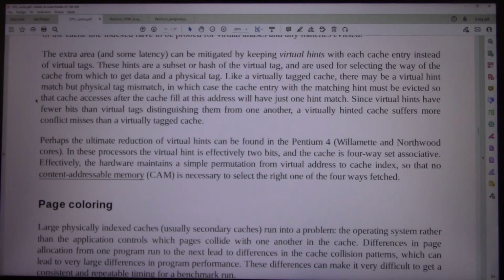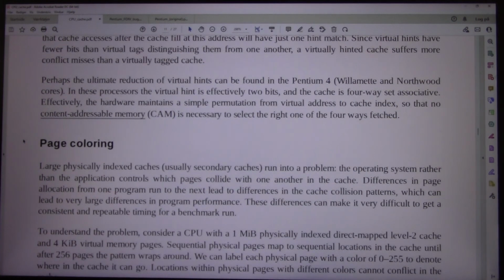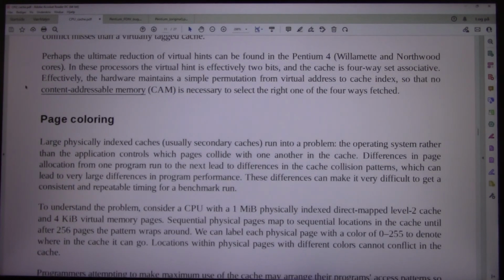Since virtual hints have fewer bits than virtual tags distinguishing them from one another, a virtually hinted cache suffers more conflict misses than a virtually tagged cache. Perhaps the ultimate reduction of virtual hints can be found in the Pentium 4, Willamette and Northwood cores. In these processors the virtual hint is effectively 2 bits, and the cache is 4-way set associative. Effectively, the hardware maintains a simple permutation from virtual address to cache index, so that no content addressable memory, CAM, is necessary to select the right one of the 4 ways fetched.